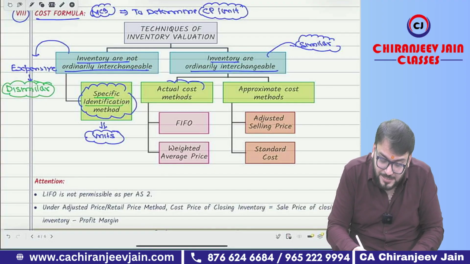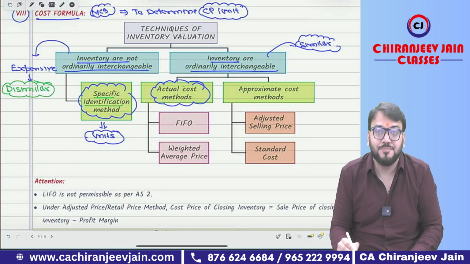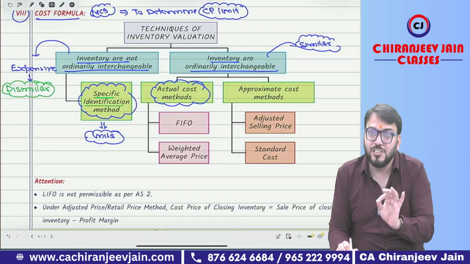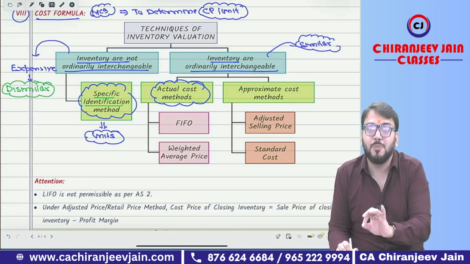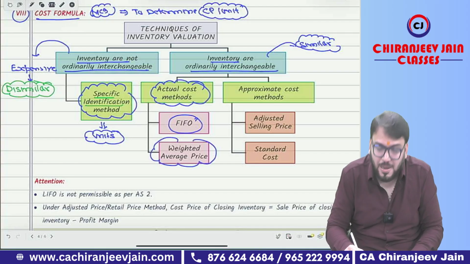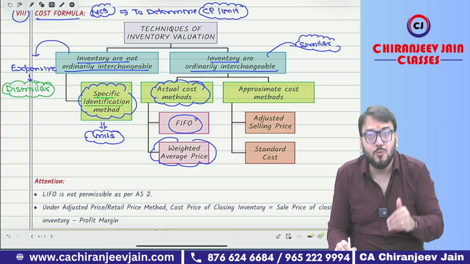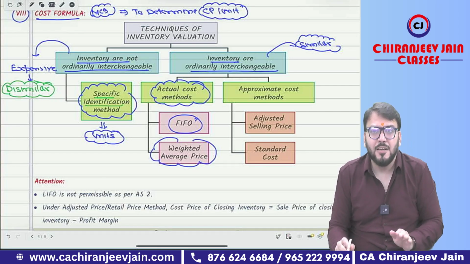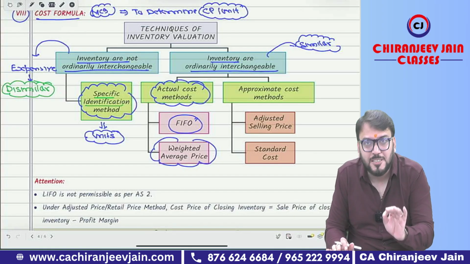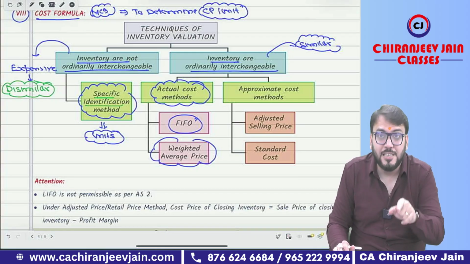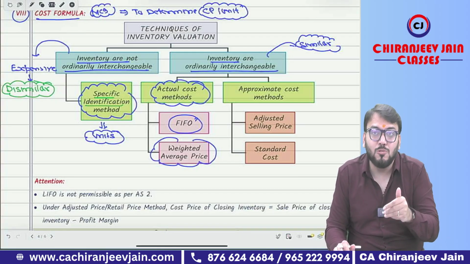If the actual cost can be determined, then we apply either the first in first out method or the weighted average price method. From my point of view, you should know how to apply FIFO and how to apply the weighted average price method. In CA Inter, they will not ask a specific question on FIFO or weighted average price method, but if they do, you should know how to apply them.